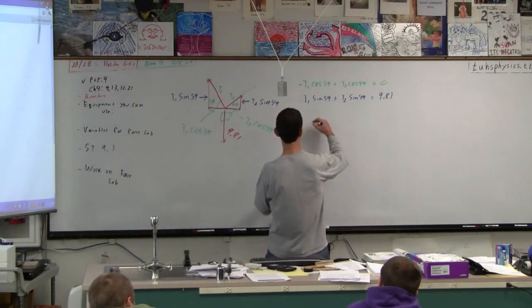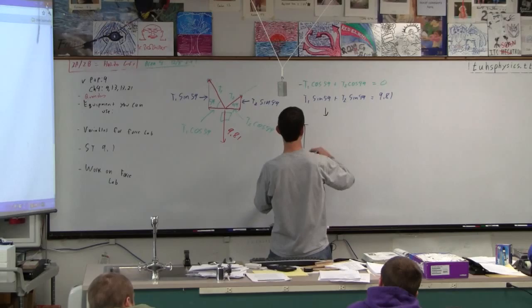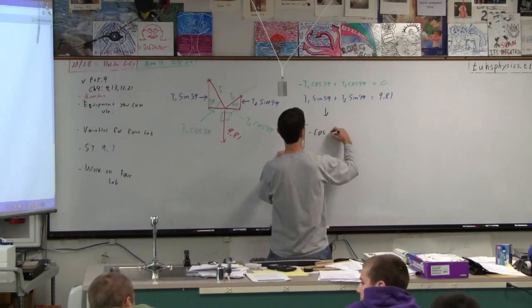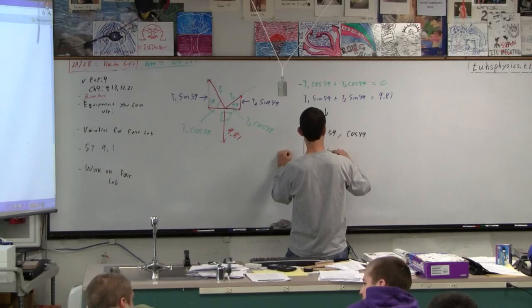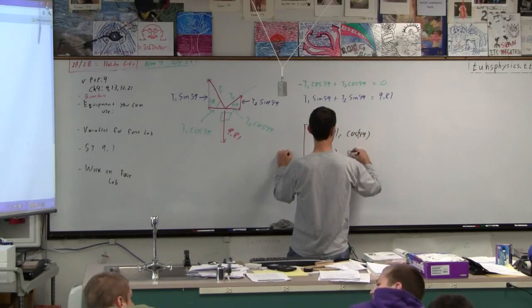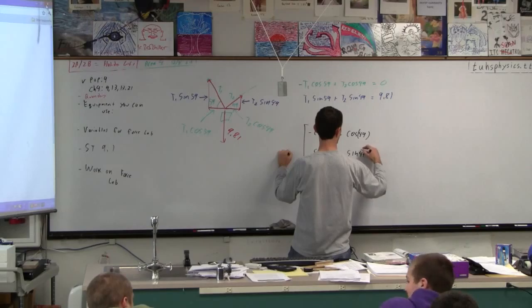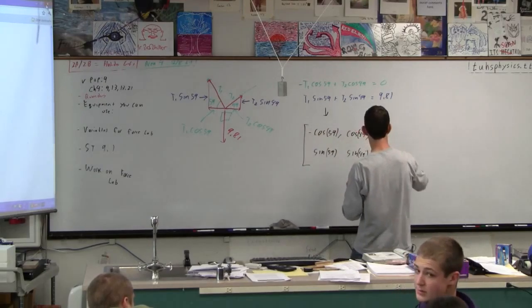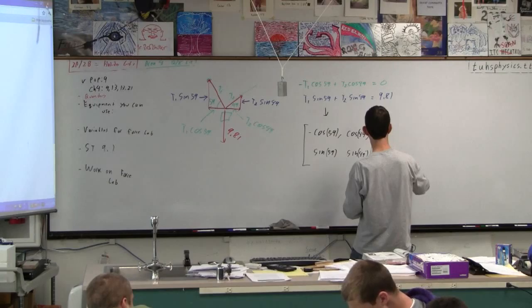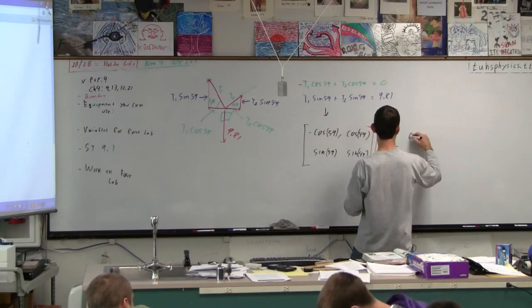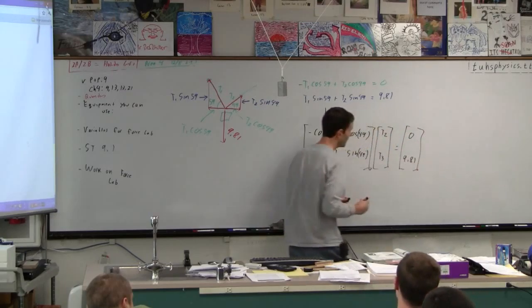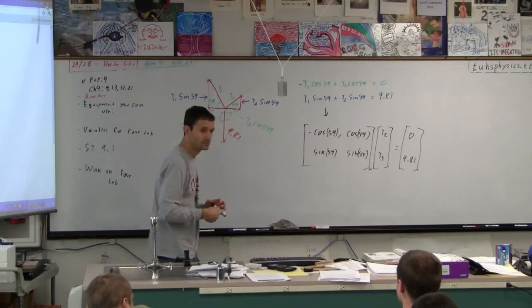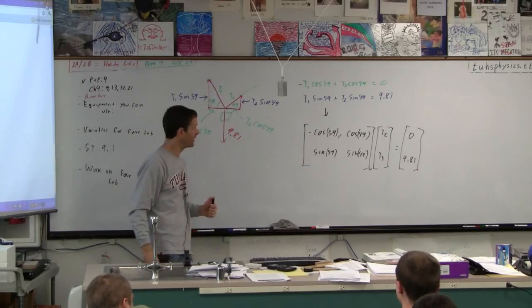And then our matrix looks like this. We represent this with a matrix: minus cos 59, cos 49, sine 59, sine 49, times T1, T2, equals 0, 9.81. Yeah? This is what's on the skill set, right? Yeah, this is the skill set coming right up, yeah?